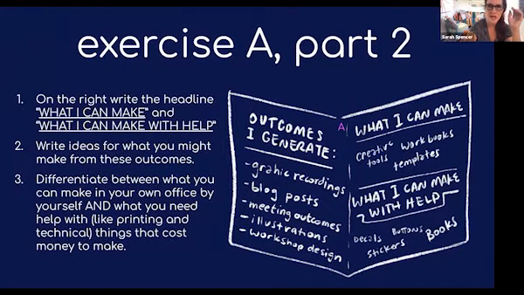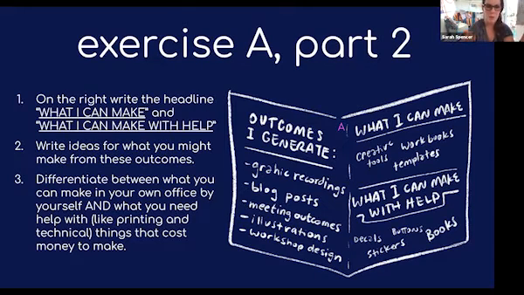Okay, so now part 2 is on the right side of this paper. On the right side, you're going to write two things. On the top, it says what I can make. And somewhere in the middle, what I can make with help. So here, just to save space, I wrote what can I make, and then with help. So you have two sections to fill out.